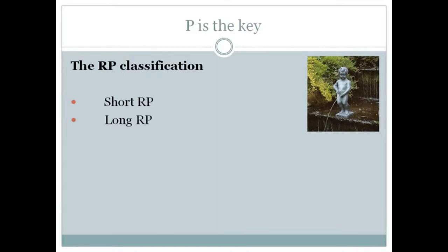P is the key. In EP, we love the P. We talk about the PP interval and all this stuff. For the arrhythmias, you need to focus on the P wave. And what you were talking about is the RP interval. The RP interval is the distance between the R wave of the QRS complex and the P wave. It's basically telling us the relationship between the ventricular activation and the atrial activation. It's classified as short RP and long RP.